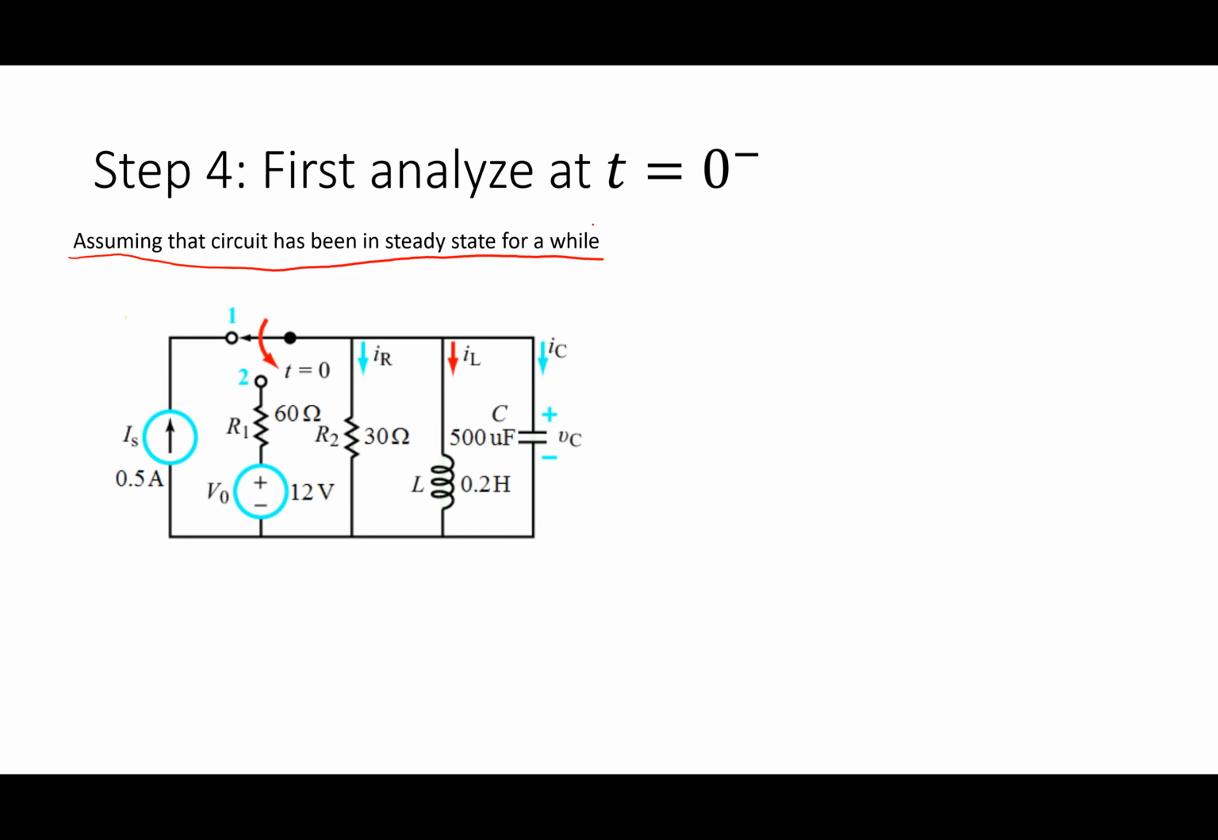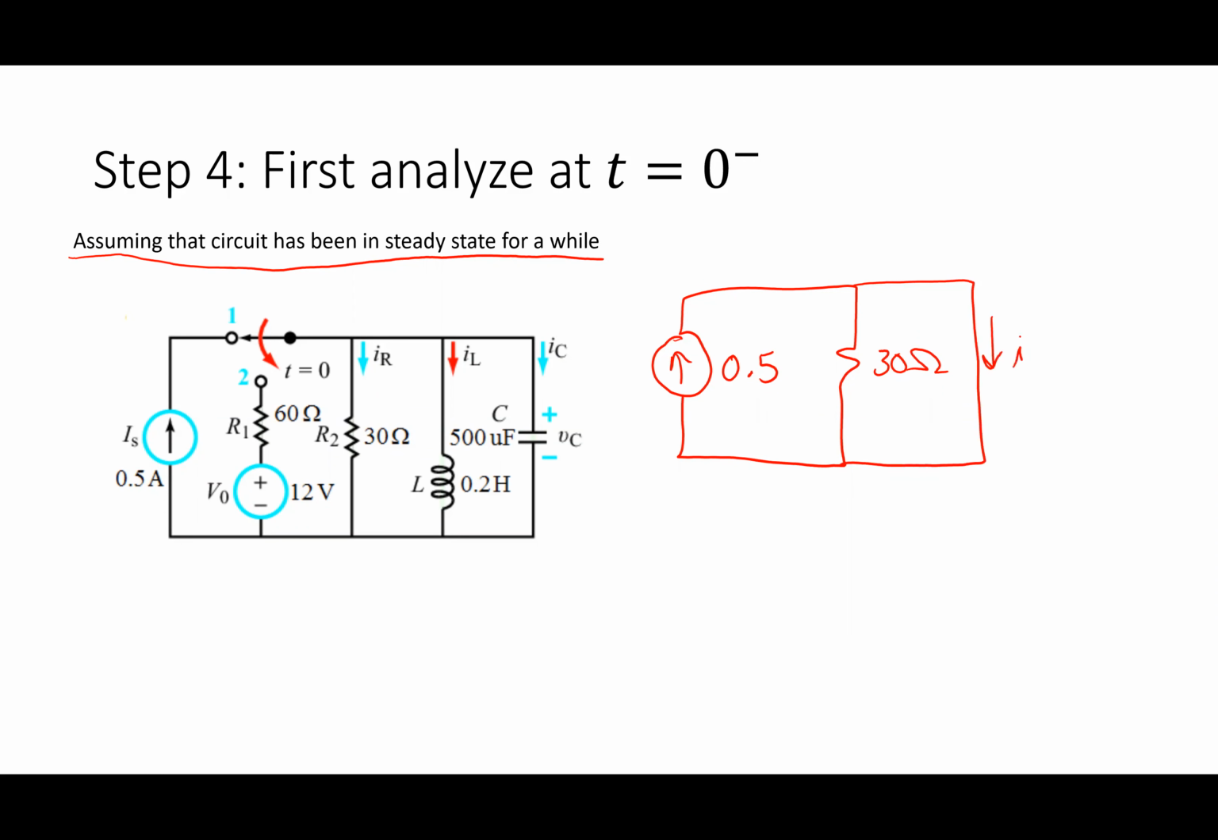At t equals 0 minus, what position is the switch at? Number 1. So that means I don't even need to worry about that voltage source and resistor. I have 0.5 amps and 30 ohms. Now, if the circuit has been in steady state for a while, what is the assumption I make about the inductor and the capacitor? The inductor is a short and the capacitor is an open. Yep, the inductor is a short, so I'm going to call this 0 minus. And the capacitor is an open.